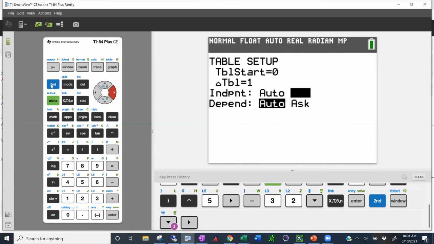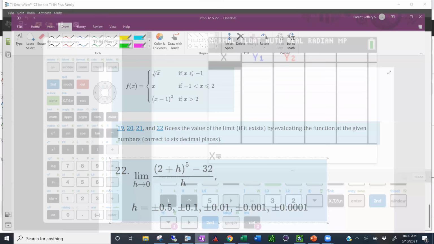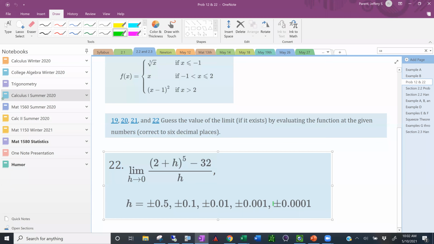Now, when you're done with your table setup, hit second, and then the graph key, and that'll take you to the table. If there are some other values there, you just hit the delete key. The reason I'm getting 2 of these is because I entered it twice. You may only get 1 because you entered it once. And now let's type in the values of x that they're looking for. They want a sequence of values of x that get close to, but not quite touch, 0. So we're going to do a symmetric set of points, going from 0.5 to 0.1 to 0.01, etc. And then we'll do the opposites of those, the negative values.